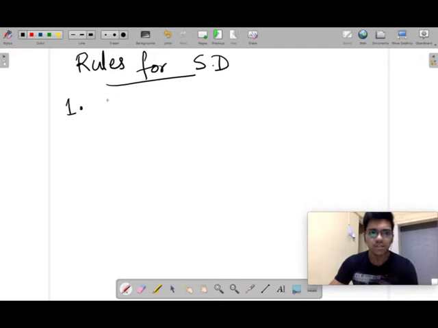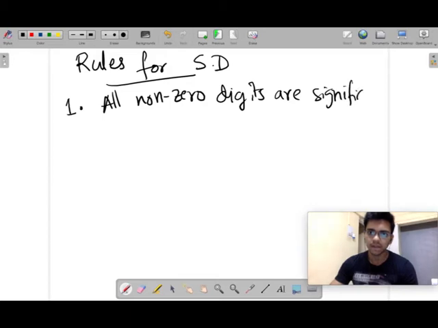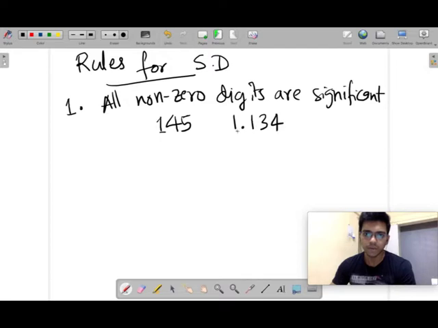So the first rule says all non-zero digits are significant. And what does that mean? For example, I give you a number, something like 145. Now all the digits are non-zero digits here, so they're significant, right? Or 1.134. Even if there is a decimal point, all that you're interested in knowing is whether the digit is 0 or non-zero. So if you find a digit is non-zero, it is significant. So this has 4 significant digits. I will use SD for significant digits in this lecture. The number 145 has 3 significant digits. So that's all about the first rule, which says all non-zero digits are significant.